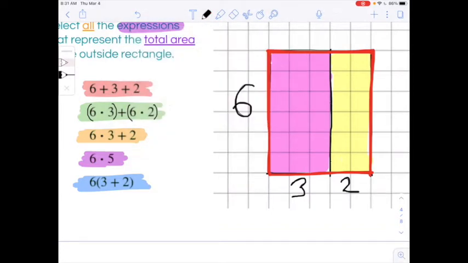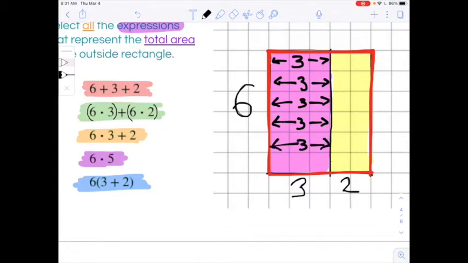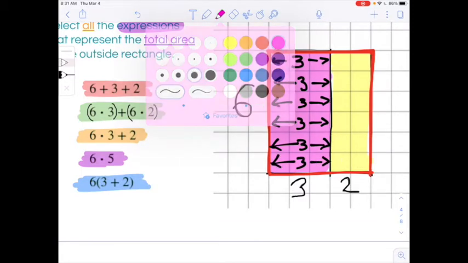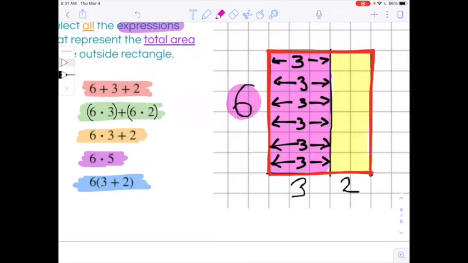So let's look at the pink rows. There's a 3 across from left to right, and then 3, and then 3, and then 3. I see repeat addition. So the number of 3s depends on how tall the rectangle is. And that number on the outside tells us how many times the 3 repeats. There are 6 3s going up and down, right? And this 3 on the bottom tells us the distance from left to right. Right. So I could add up those 3s. I could say 3 plus 3 plus 3 plus 3 plus 3 plus 3.